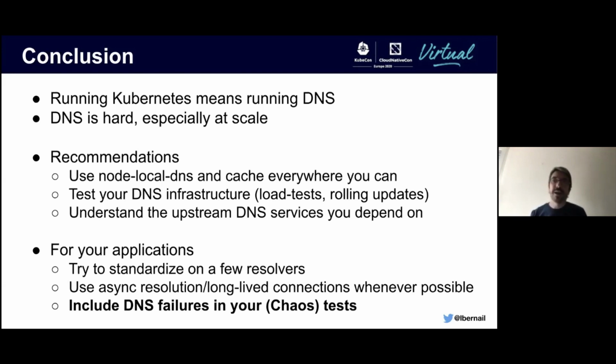Also, try and avoid doing resolution for each incoming request and reconnecting to backends, by either using long-lived connections to your backends or doing async DNS resolution, to avoid depending on DNS resolution working great to serve synchronous queries. And finally, and I think this is the most important thing, include DNS failure tests in your application tests. So if you do chaos testing, include DNS, because you want to see how your application is going to behave when you lose a few packets.